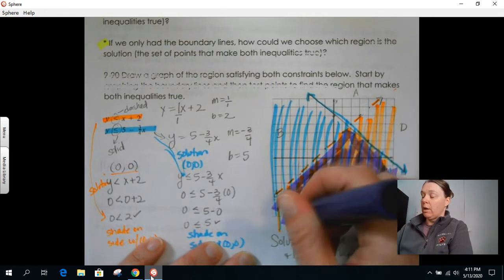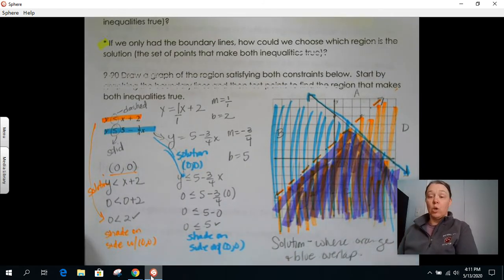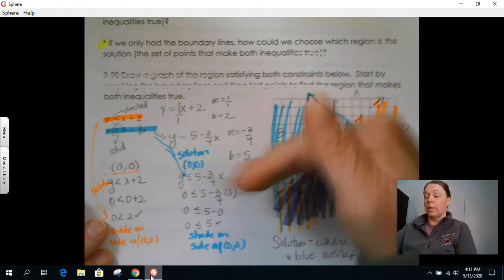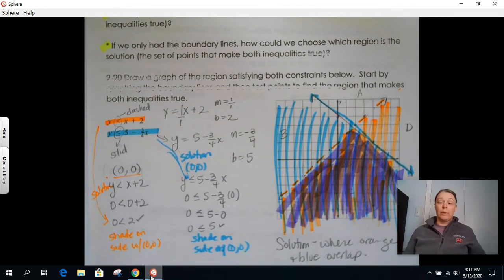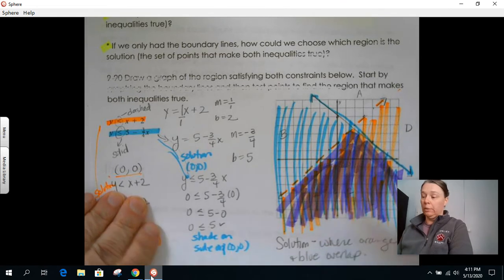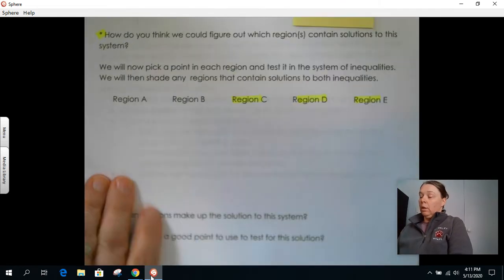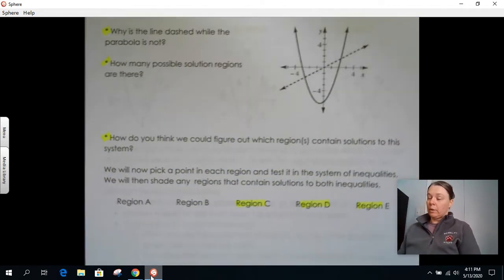So it's fine to not have colored pencils. Sometimes it helps just to be able to see it better. But if you don't have them, just go vertical, horizontal, and then the cross marks are where you have your solution. Okay, so let's take a look at the next one. Okay, so our solution ended up being this region C here. Okay, this is my note to myself to remember to do this.